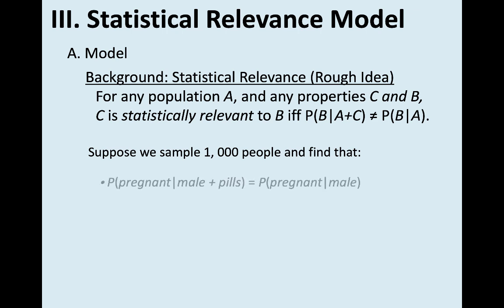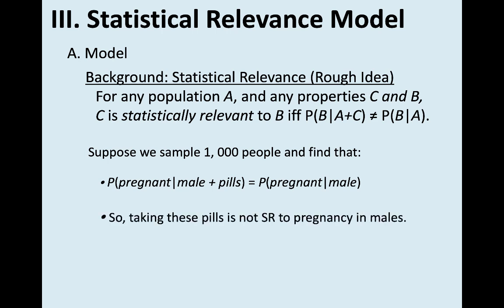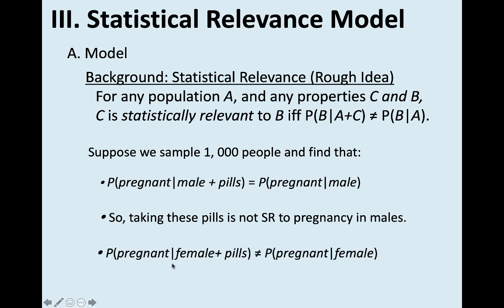Okay, here's another example. Suppose we sample 1,000 people and we find the following: that the probability of being pregnant given that you're male and you take birth control pills is identical with the probability of being pregnant given that you're a male. Well, since these two are identical, it means that taking birth control pills is not statistically relevant to getting pregnant in men. And that's good, right? That's as it should be, because it's not. By contrast, the probability of getting pregnant given that you're female and you take birth control pills is not identical to the probability of getting pregnant given that you're female, which means that taking birth control pills is statistically relevant to the probability of getting pregnant given that you're female.